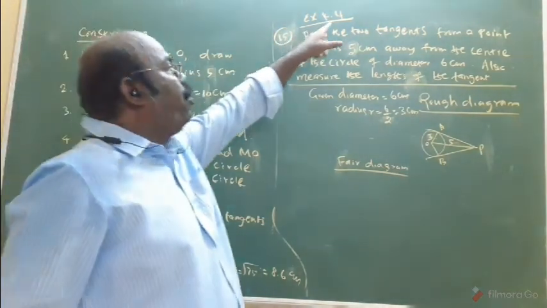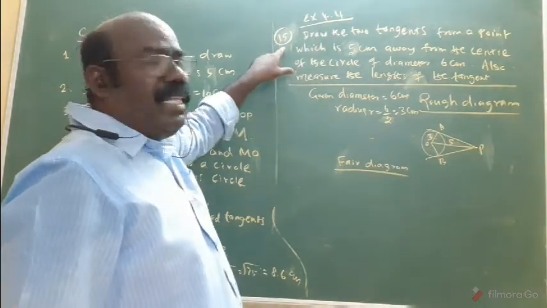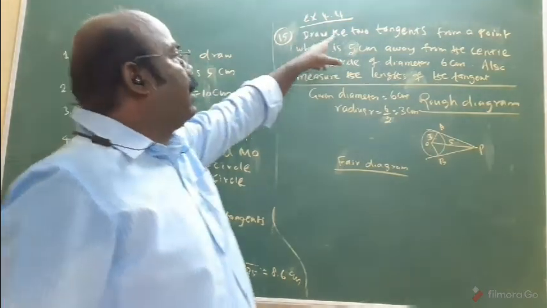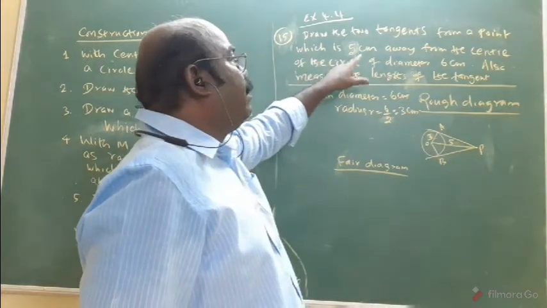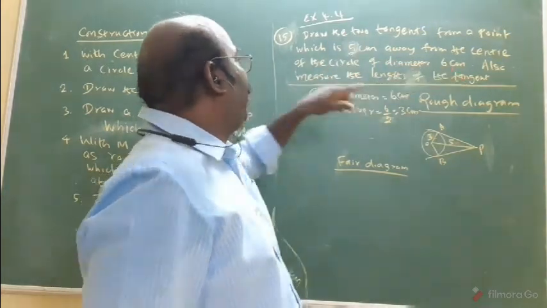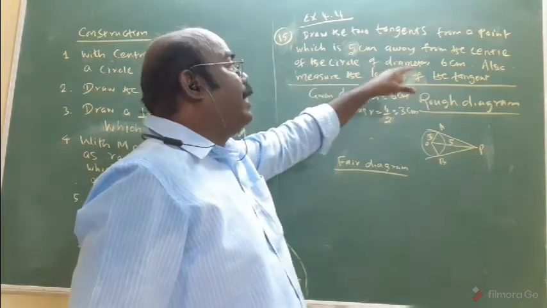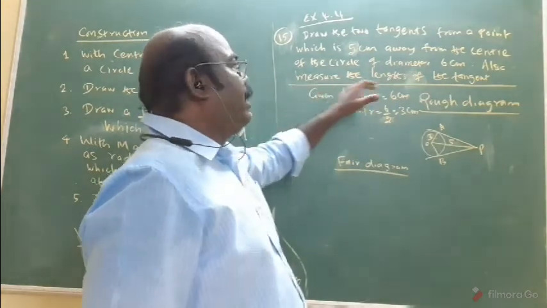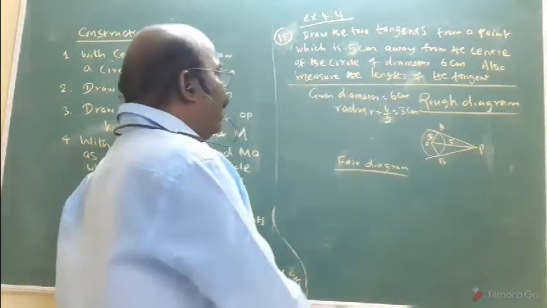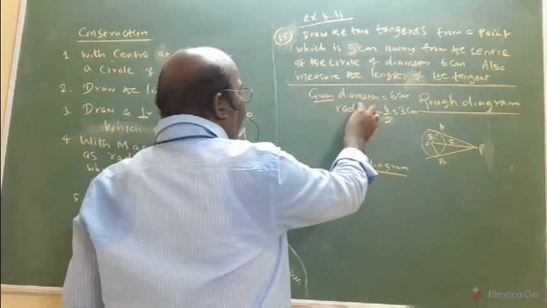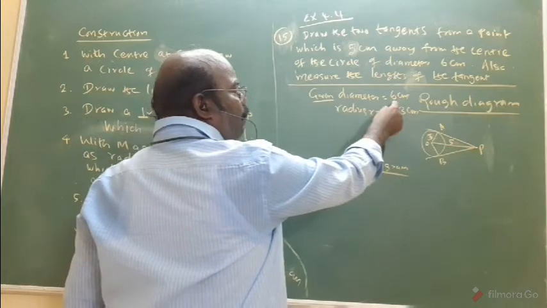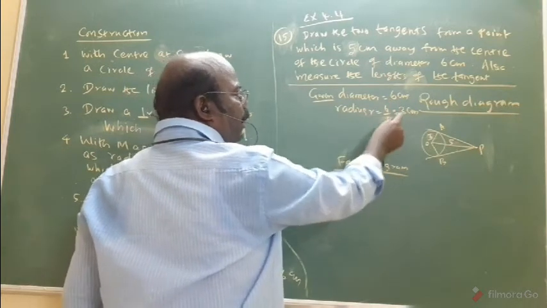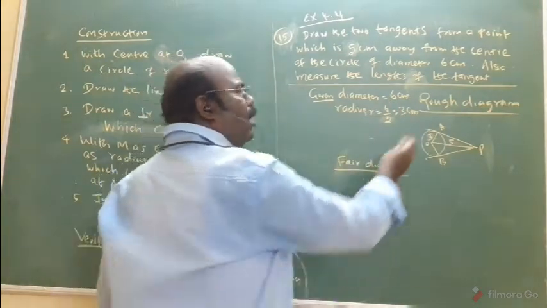Now exercise 4.4, 15th question. Draw the two tangents from a point which is 5 centimeter away from the center of the circle of diameter 6 centimeter. Also measure the length of the tangent. The same thing. Now what is given? Diameter is 6 centimeter. We need the radius. Radius is half of the length of the diameter, so 3 centimeter.